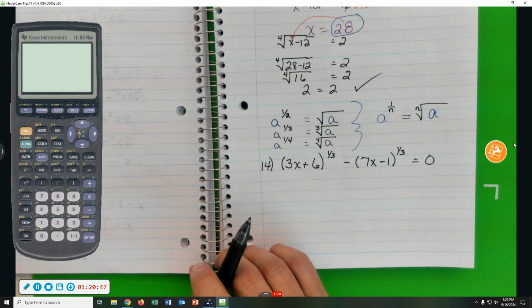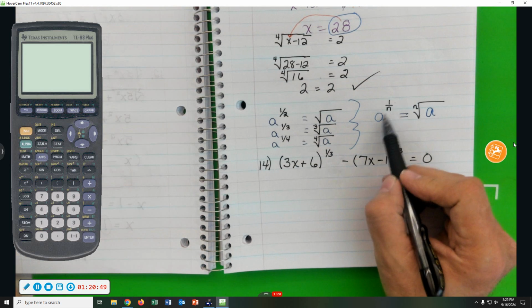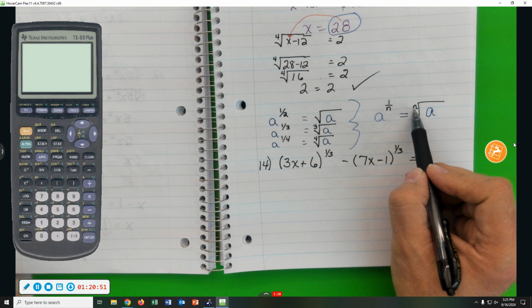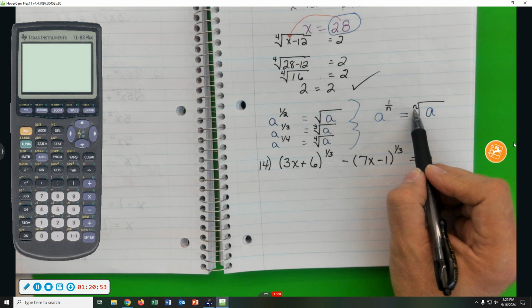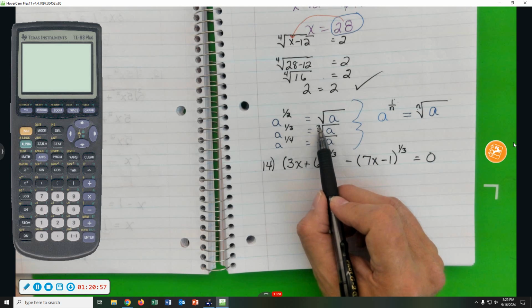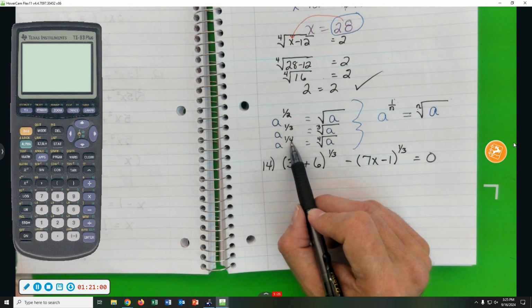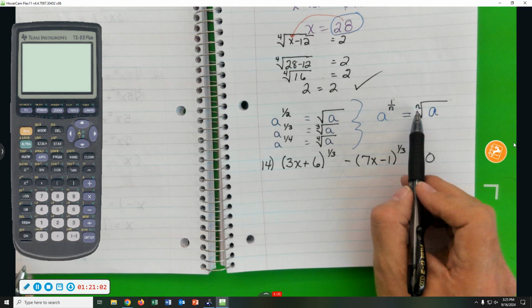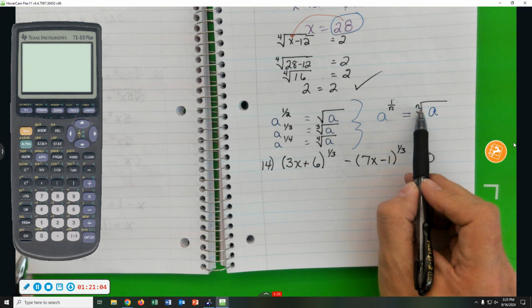Question. On the square root, 1 over n: a to the 1 over n is the nth root of a. Just like 1 over 3 would be the cube root, a 1 over 4 exponent would be a 4th root. That's an n. For some reason, I put a little tail on it.